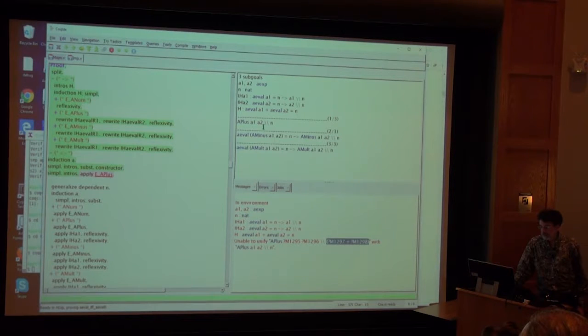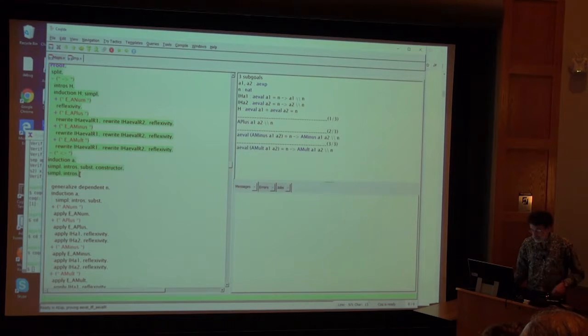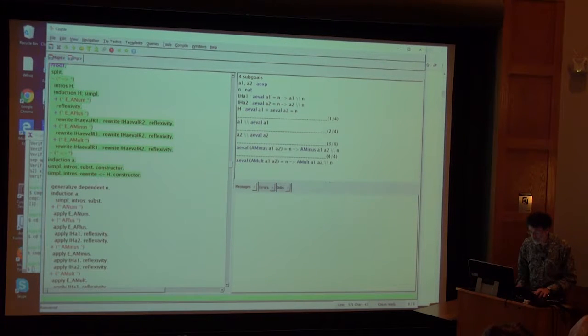But we don't have something of that form. So we want maybe n1 plus n2. We've got a bigger problem here, though, which is that, well, actually, we could go this far at least. Rewrite backwards by h. Now let's apply the constructor. Okay, fine.